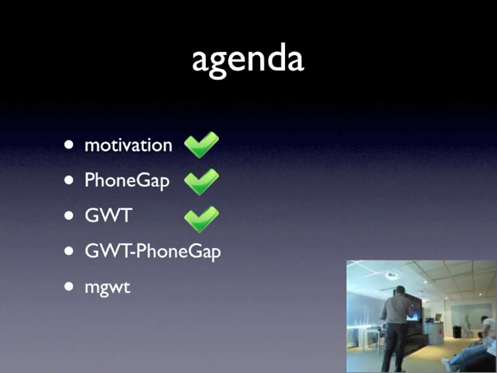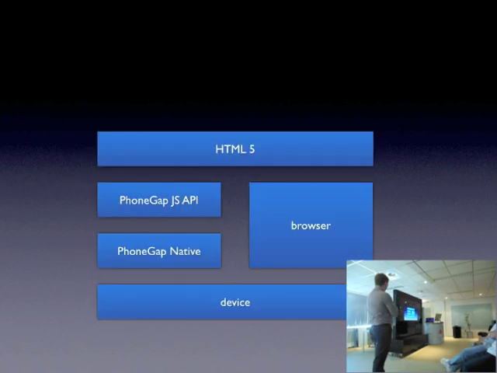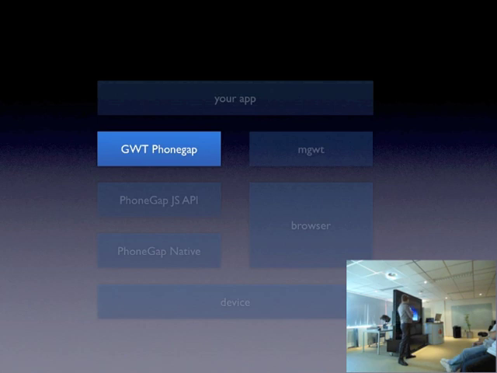So this has been GWT. Let's talk about the things I'm really here to talk about, GWT PhoneGap and mgwt. Remember, this is our stack. We do have the device with the browser. We do have some native part here, and we need some HTML5, which is going to be GWT. But with GWT, we are lacking the capability of calling PhoneGap, so we need GWT PhoneGap for that, and we're lacking some great widgets. That's mgwt.